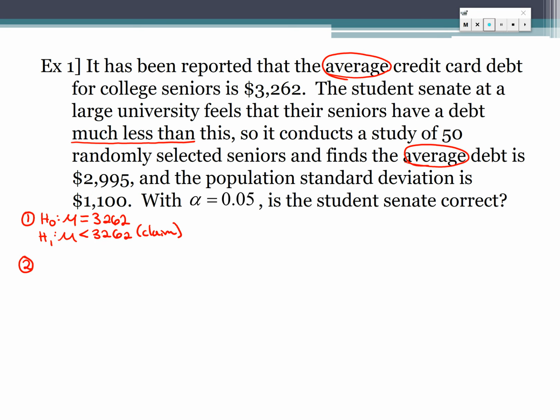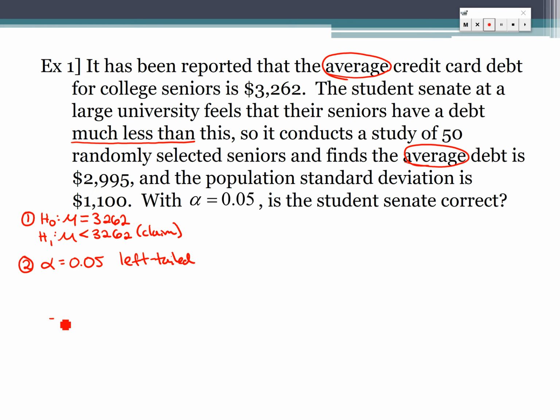Step two, we're going to find our test value. Our critical values. So to find our critical values, we're going to have our alpha, and our alpha is at 0.05. And we have to decide if it's a left tail, right tail, or two-tail test. That's going to be very important for us. I look at the alternative hypothesis. The inequality symbol is pointing to the left, so we're going to have a left-tailed test. So alpha's at 0.05, we have a left-tailed test.